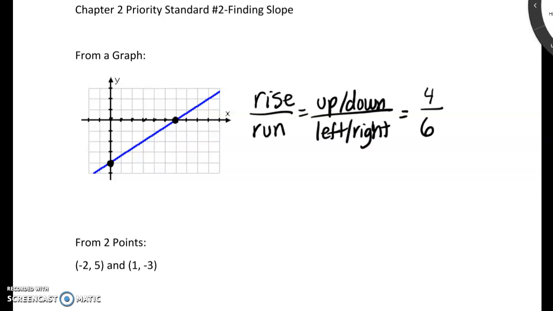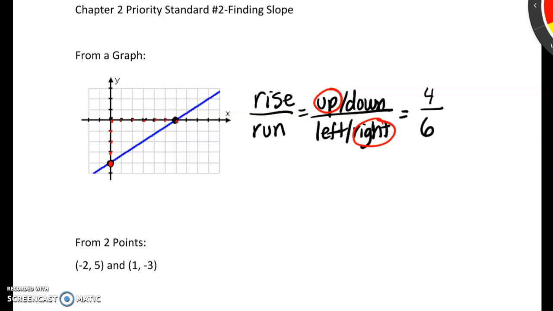Okay, so I'm going to show that one more time here how I'm counting. So I'm starting at the bottom one, you can see that in red, and I'm going to count up 1, 2, 3, 4. So that was my rise of 4, so that went up 4. And then I'm going to count to the right to get to that other point. So I'm going to go 1, 2, 3, 4, 5, 6.